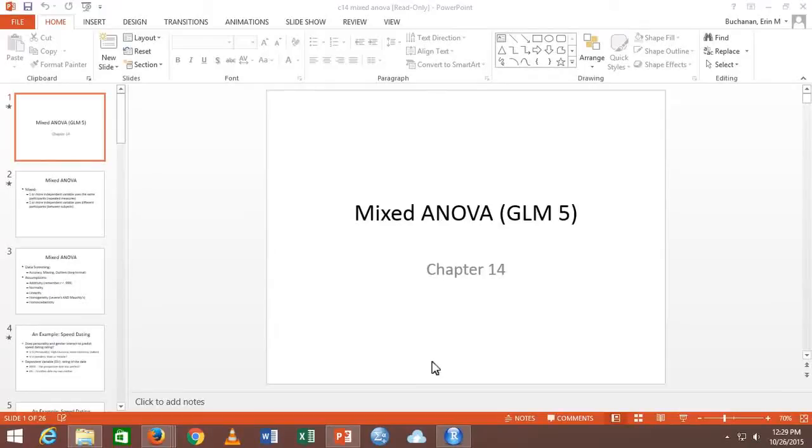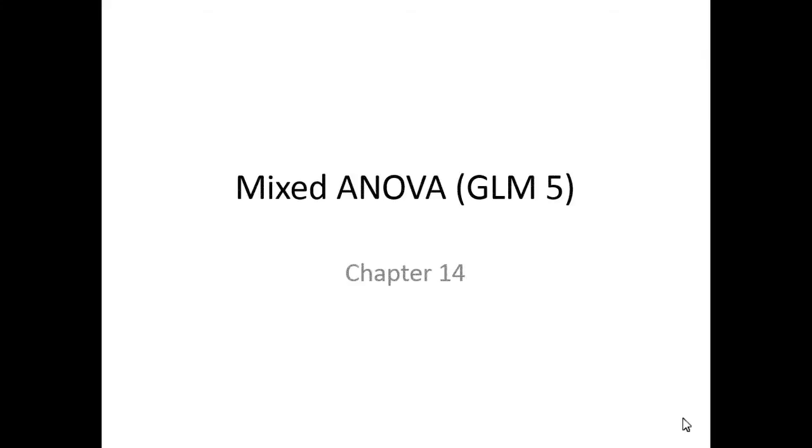All right, so we did one-way between subjects ANOVAs. We did two-way between subjects ANOVAs, one-way repeated measures, two-way repeated measures. Now we're going to mix and match and do mixed ANOVA. So this is the last sort of ANOVA example.